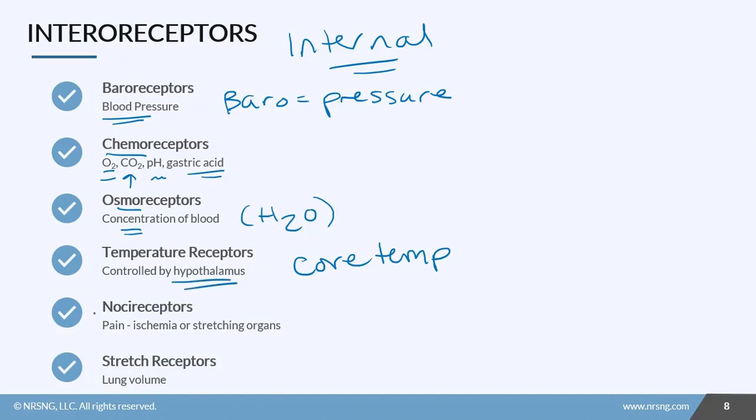Then we also see nociceptors. Nociceptors are our pain receptors. So we can see these in the skin, but also inside the vital organs. So if your organs are stretching or if they have a lack of blood flow or ischemia, you're going to get pain signals from those nociceptors. And then finally, we see stretch receptors in the lungs. They actually detect changes in the lung volume so your body can respond to it. So again, these are sensory receptors that respond to internal stimuli in the body.